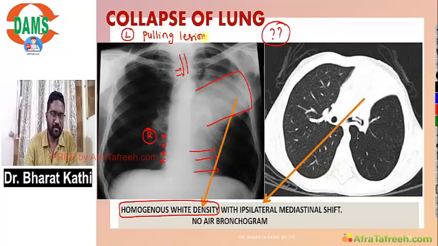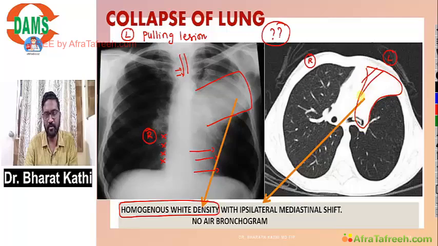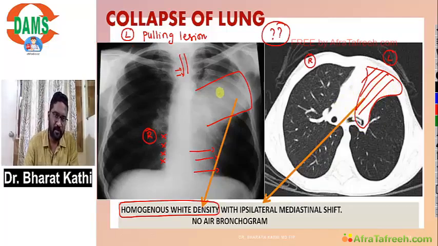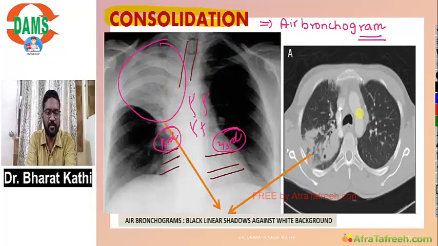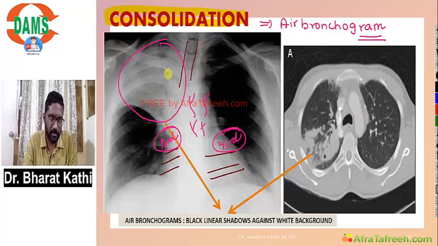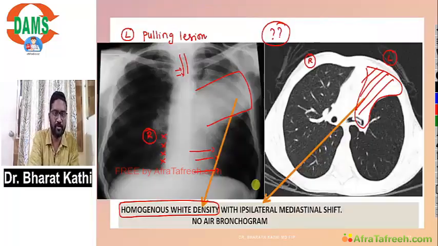This is a left-sided pulling lesion. And see here, even on the CT chest, this is the right lung, this is the left lung. This is a part of the lung that has undergone collapse. In this area, can you see any blackish lines called air bronchograms? No. Now everybody, keep this white in your mind and compare it with the white of consolidation. Now your eyes will automatically recognize air bronchograms. Can you notice here? These are all the air bronchograms.